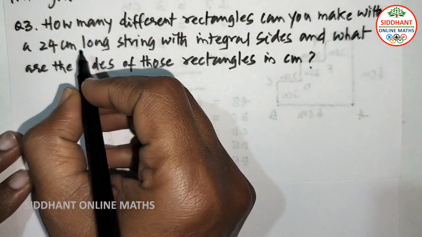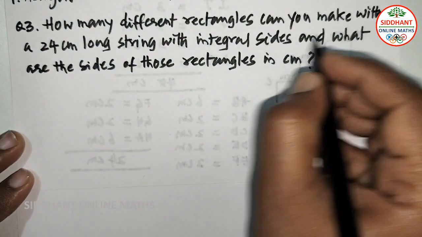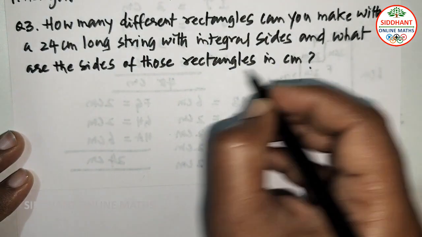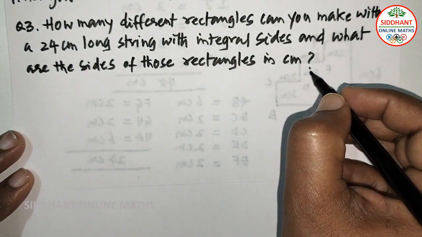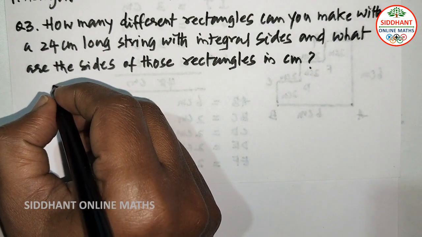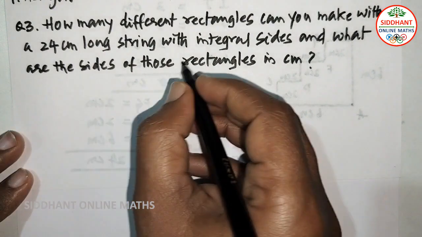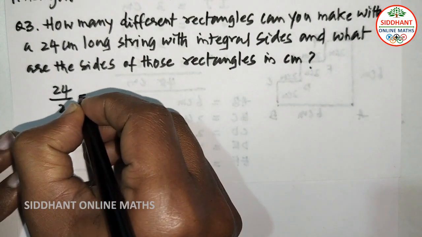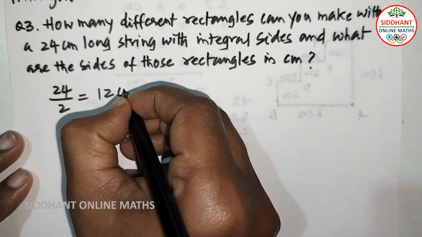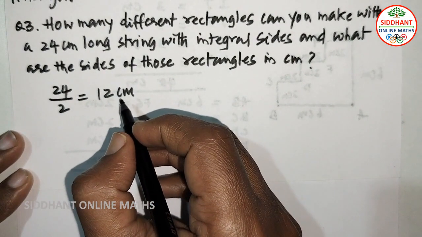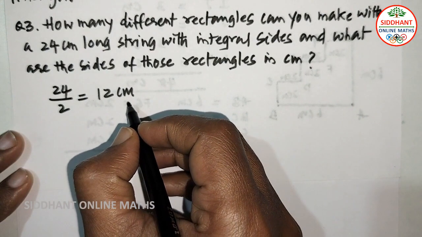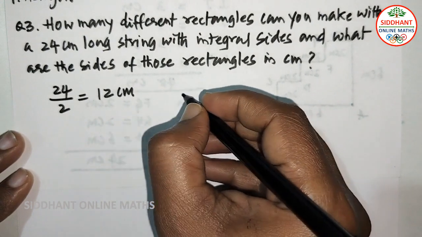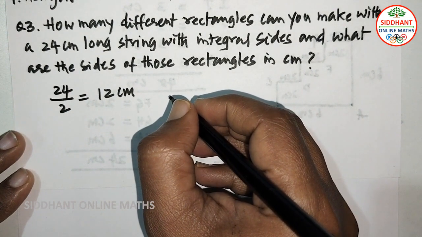Next, third question, how many different rectangles can you make with a 24 centimeter long string with integral sides, and what are the sides of those rectangles in centimeters? So a 24 centimeter string is there. With that we are going to make the shapes of the rectangle here. So first we are going to divide 24 by 2, so we are going to get 12 centimeters. So 12 centimeters is the sum of length and breadth here. So with this sum we are going to divide the length and breadth into different shapes.